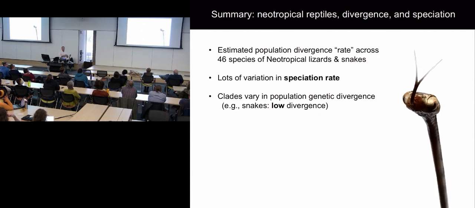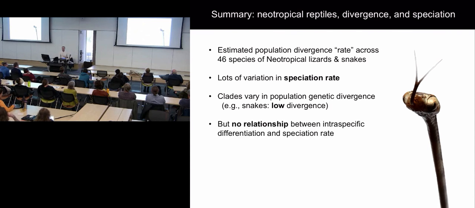And so just to summarize this section of the talk, we estimated population divergence rate as we're thinking about this, isolation by distance across range, across about 46 species of neotropical lizards and snakes. In contrast to the Australian sphenomorphine skink clade, here we have lots of variation in the speciation rate. And our clades vary a lot in population genetic divergence as well. So for example, snakes tend to have relatively low divergence. But despite all of this, we find no relationship between intraspecific differentiation and speciation rate.